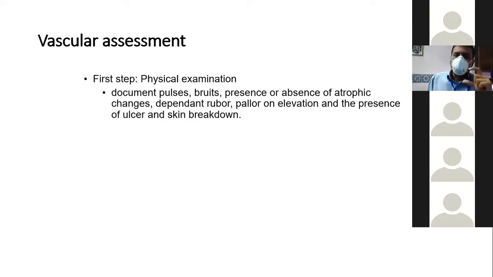If the ABPI is more than 1.3, it is non-reliable, due to calcified vessels, whereas in toe brachial pressure the vessels are spared. And if it is less than 0.7, we say that the patient is suffering from peripheral arterial disease. Do you know any other non-invasive test, other than the ABPI and the toe brachial pressure, which can be used to assess peripheral vascular disease?